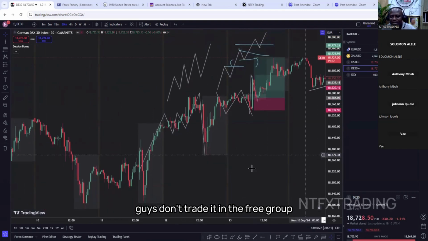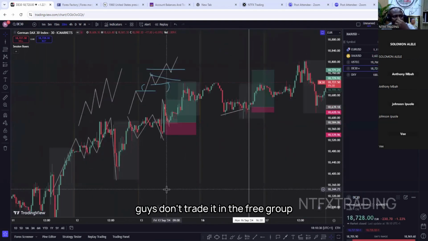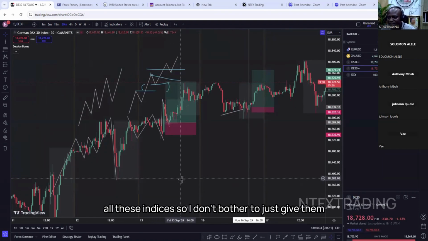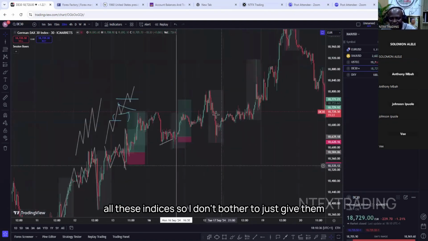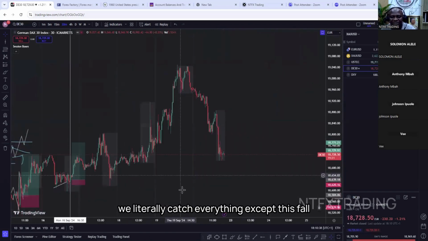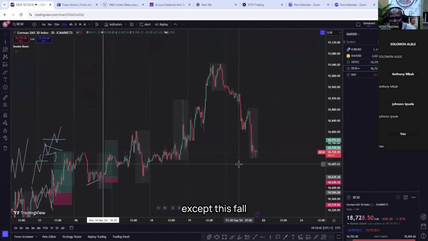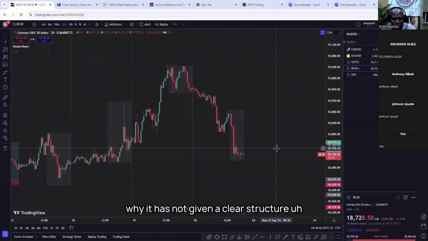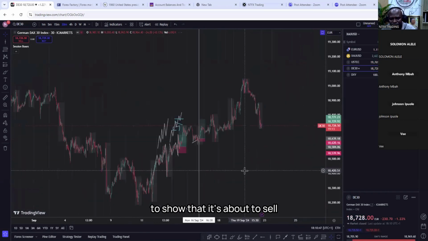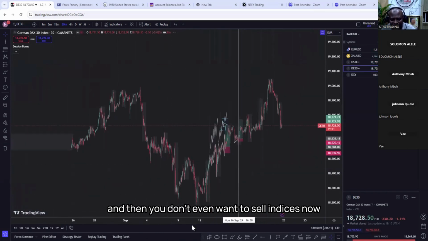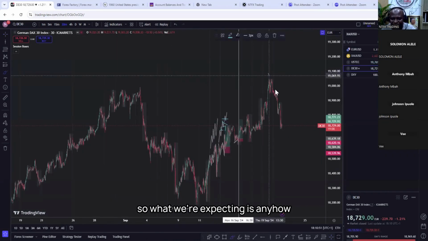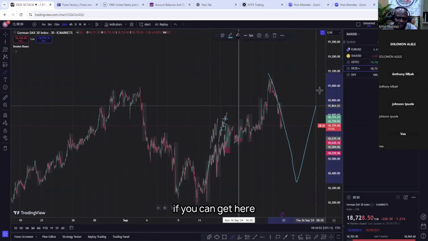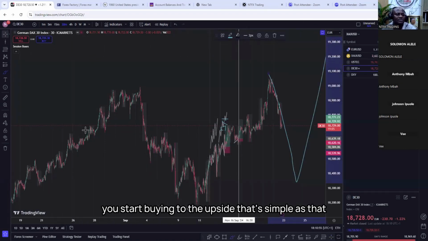But unfortunately, guys don't trade it. In the free group where I promised to be giving them trades, they don't have an account that can trade all these indices, so I don't bother to give them. See my injection here. We literally catch everything except this fall. Why? It has not given a clear structure to show that it's about to sell. And you don't even want to sell indices now. So what we are expecting is, if you can get here, we start buying to the upside. It's as simple as that.